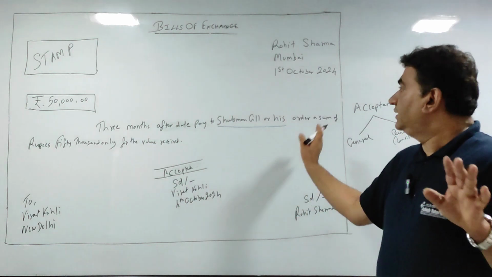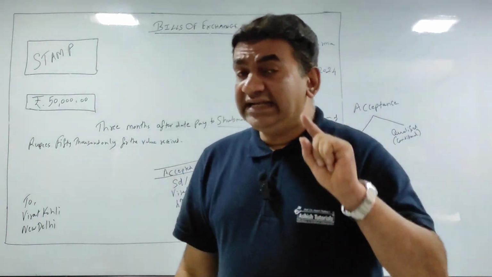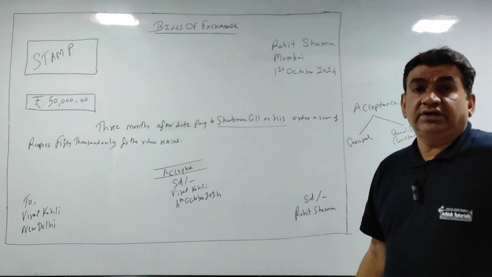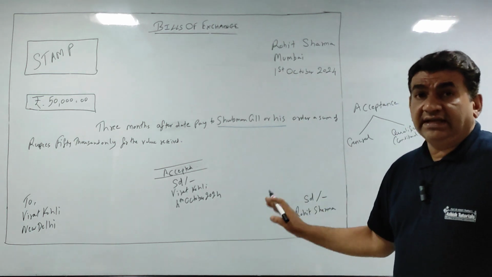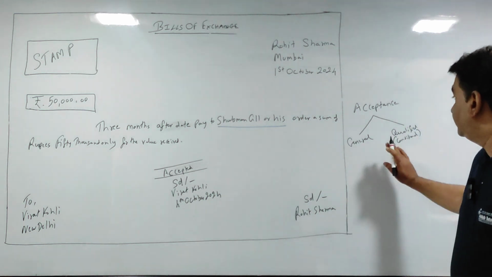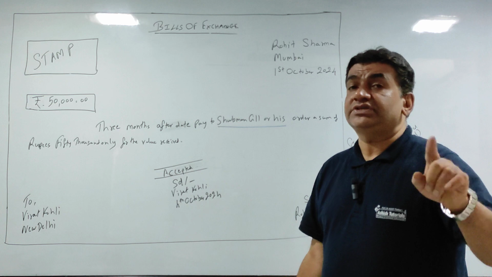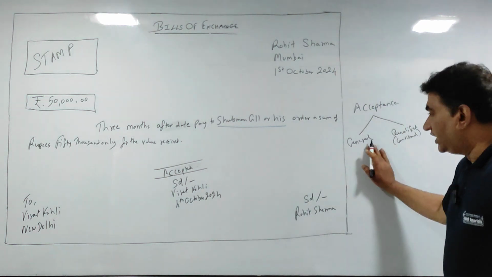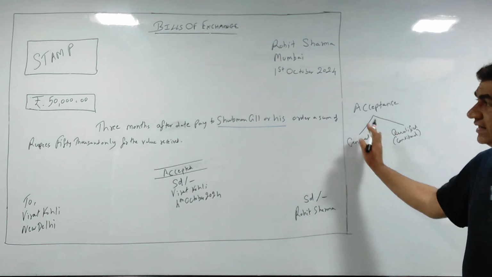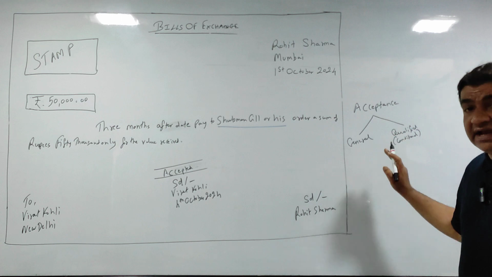General acceptance means it is accepted by the drawee in the same condition as prepared by the drawer. And qualified means it is accepted by the drawee, but he has put some condition. I'll repeat again. General means it is accepted by the drawee in the same condition, without putting any qualification, without putting any condition.